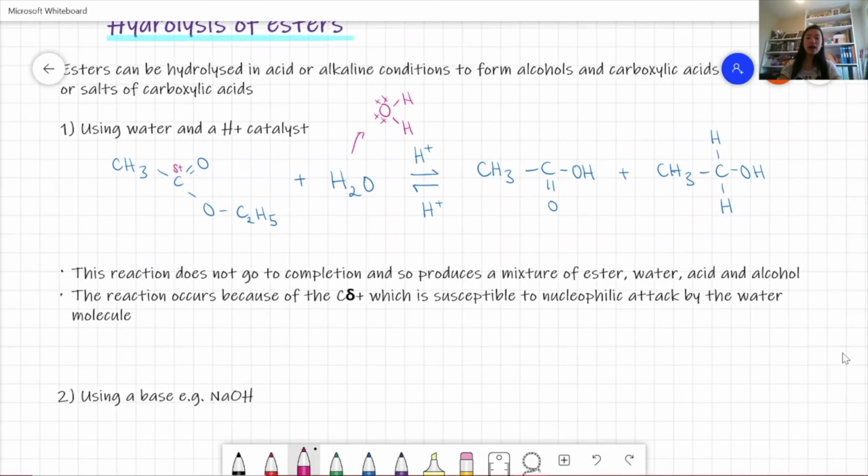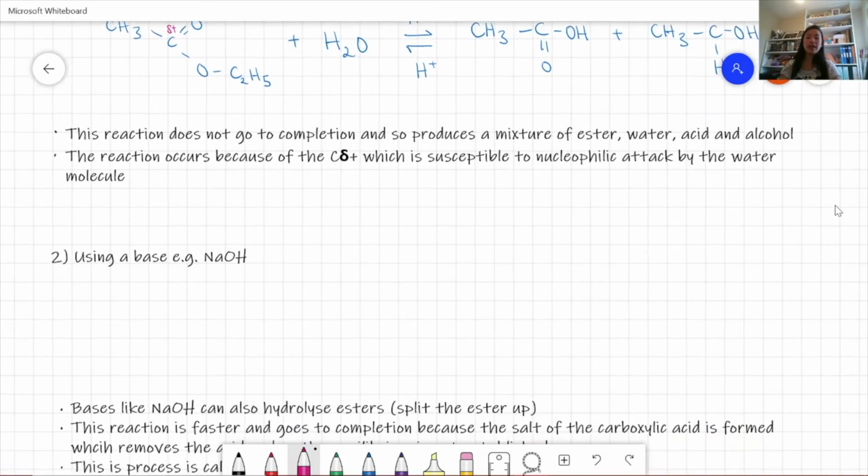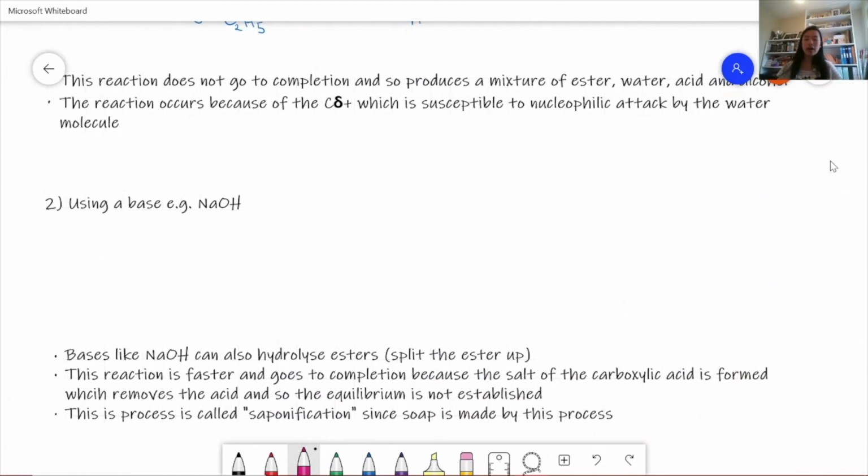Now, if we look at hydrolyzing esters using a base, it's slightly different. So this time, if we again start with ethyl ethanoate, and then we add sodium hydroxide this time, what we form is, first of all, we don't have an equilibrium, we just have a straight reaction. And we form a carboxylate, and the ethanol forms as well.